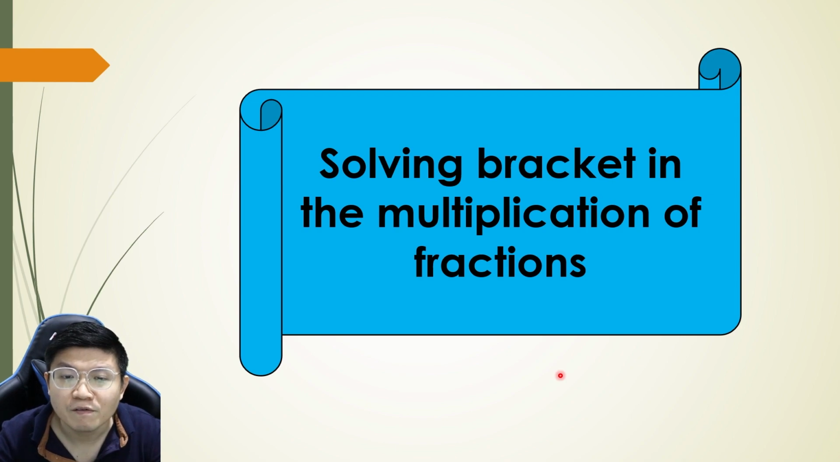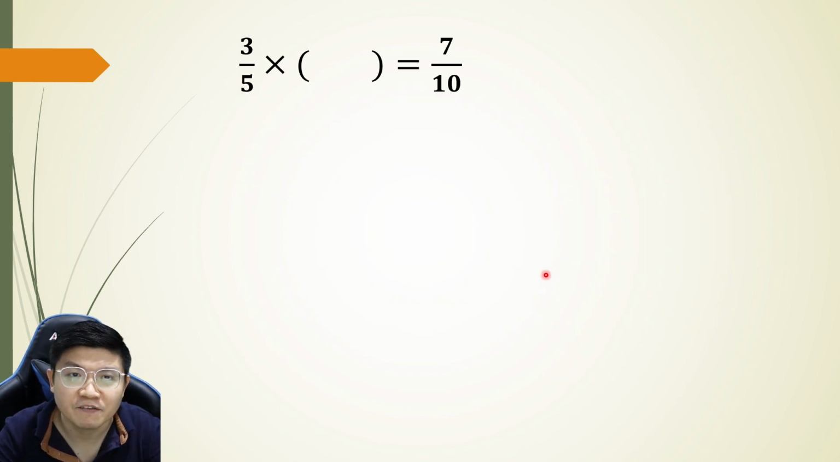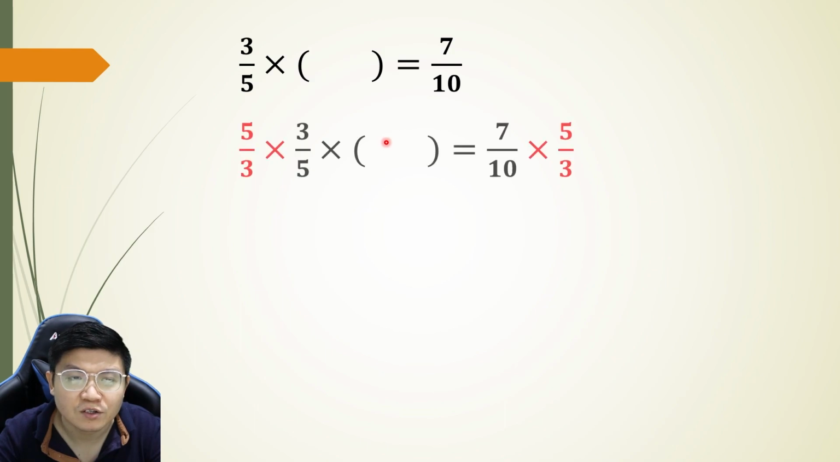Next, solving bracket in the multiplication of fraction, right? Given the number sentences, now there is a bracket here. How do you solve it? Okay, first, we need to use elimination method, right? We need to eliminate this thing. We don't want 3 over 5.